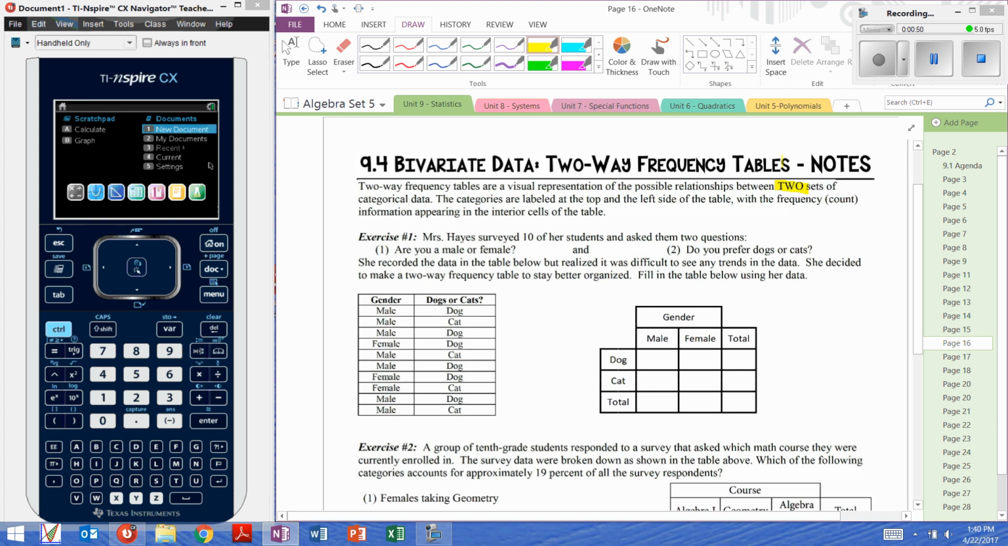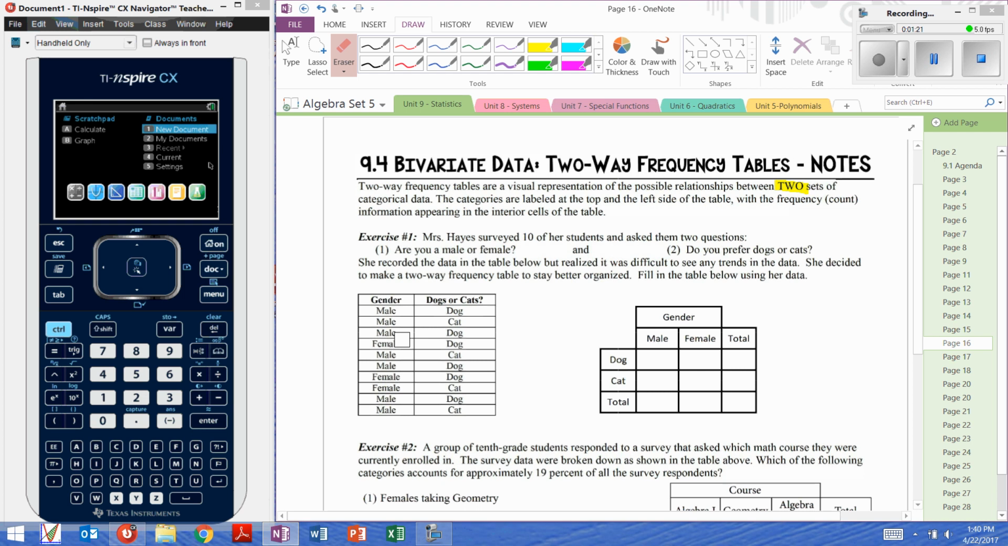Let's get started. Exercise number 1 says Mrs. Hayes surveyed 10 of her students and asked them 2 questions. Are you a male or female? And do you prefer dogs or cats? Then she put everything in this table over here that you can see. She realized, though, it really was not that organized, so what she wanted to do instead was create a two-way table so we could see things a little bit better.